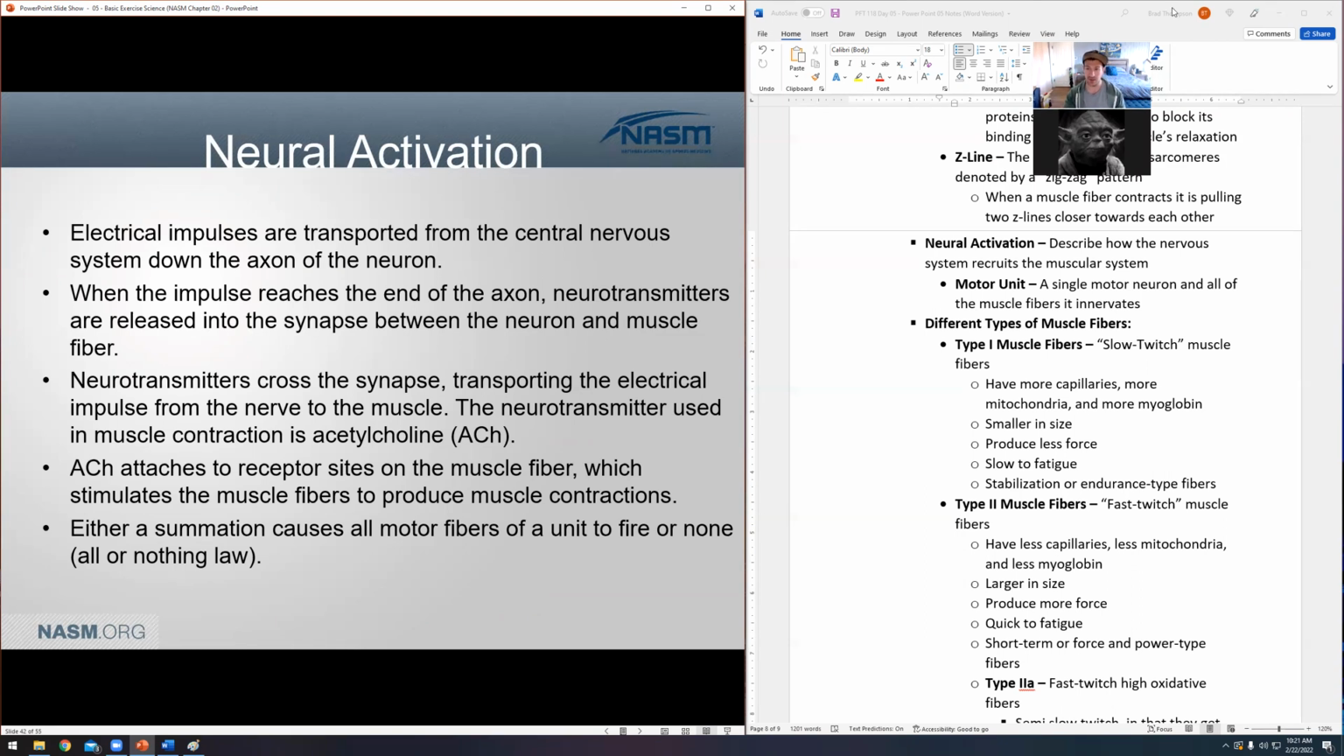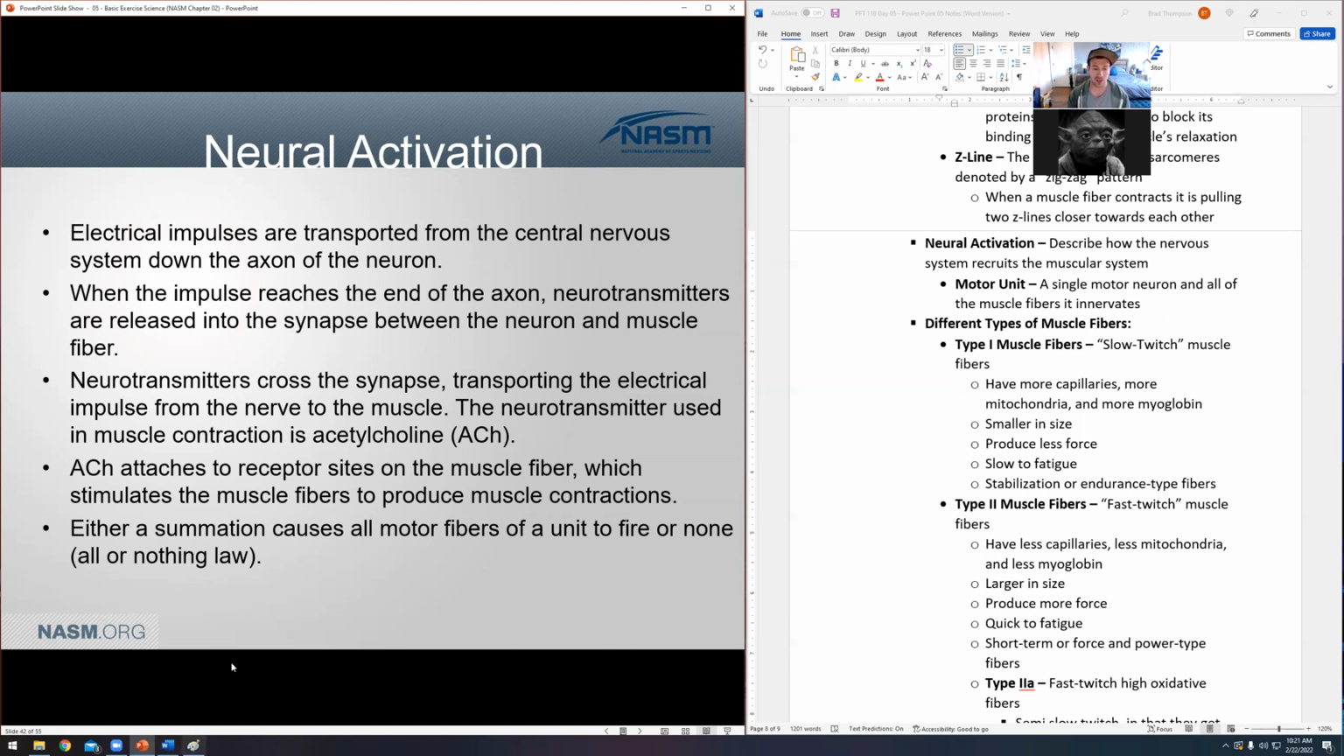You don't actually have to be able to describe this whole process, but just so you guys know how it works, an electric impulse is going to travel from your central nervous system down the axon of a neuron, and then it will get to the end of that axon where it will release a neurotransmitter in between the neuron and the muscle cell. That neurotransmitter is going to be acetylcholine. So acetylcholine is going to work its way across, bind to the muscle cell.